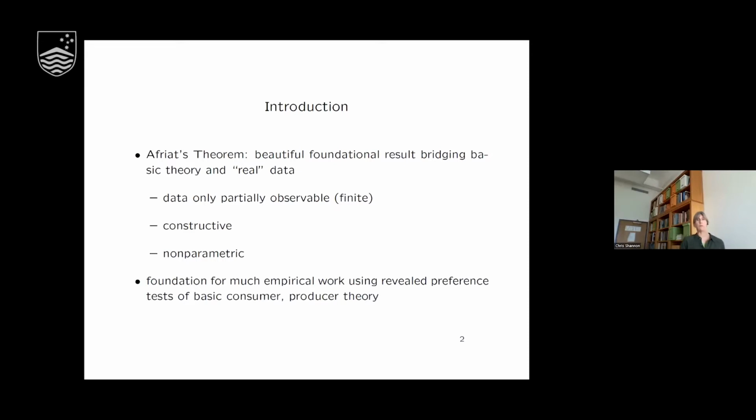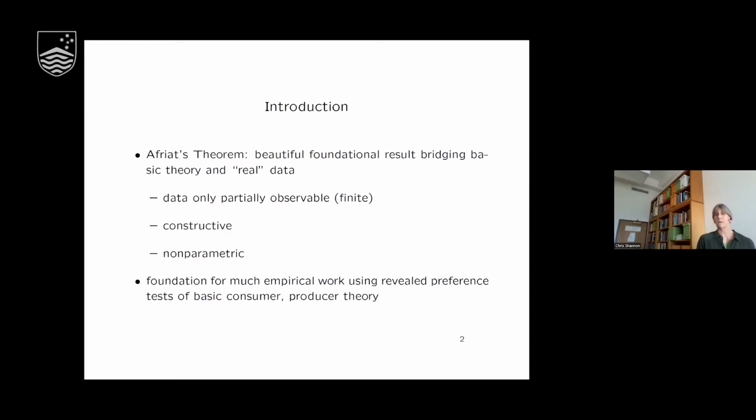This is a really beautiful foundational result that bridges important basic theory and goes some distance toward addressing real data, in the sense that the data here are only partially observable. That is, there's a finite set of observations as a concession to the real world. And there are two other very important parts of this theorem. One, it's constructive. When the data can be rationalized, there's a constructive, simple procedure to give at least some preference relation that rationalizes the data.